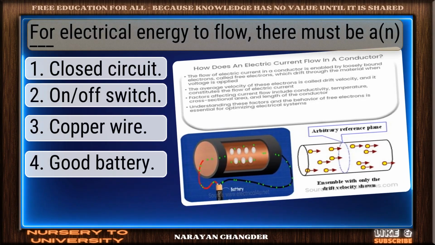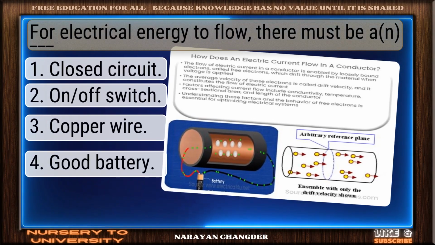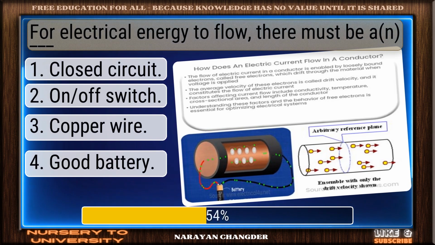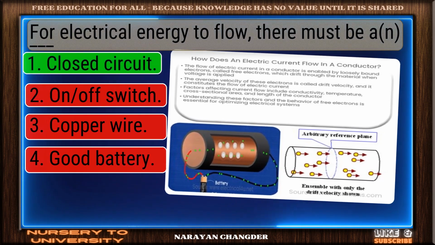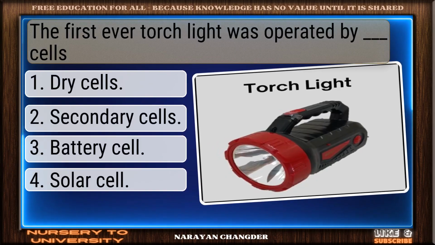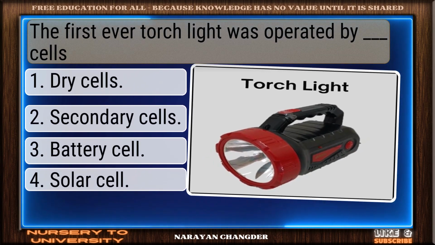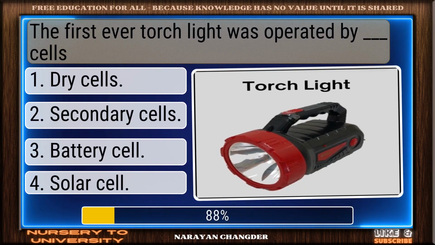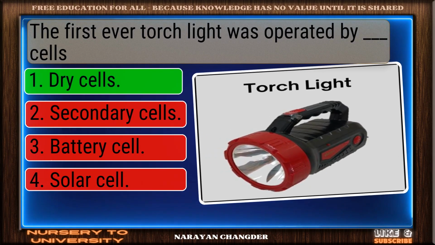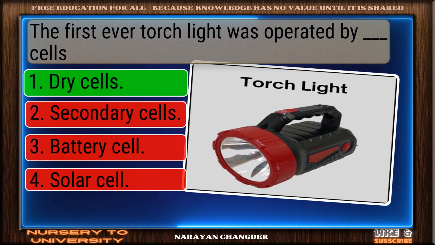For electrical energy to flow, there must be a dash. Nicely done. Closed circuit is a solid answer. The first ever torchlight was operated by dash cells. Smart pick. Dry cells is the correct choice.